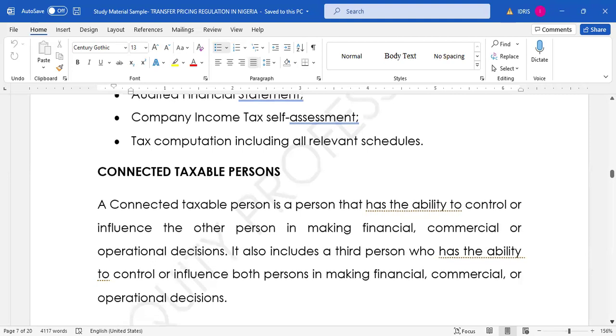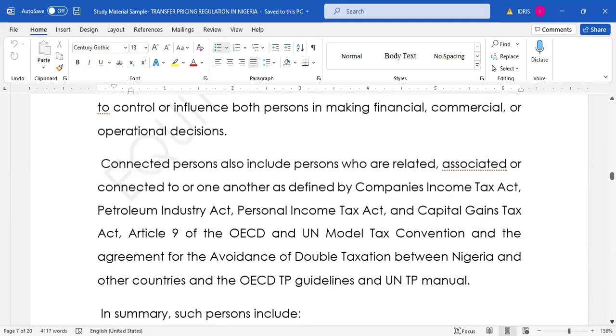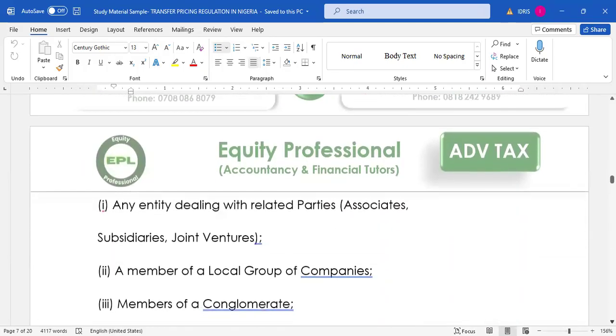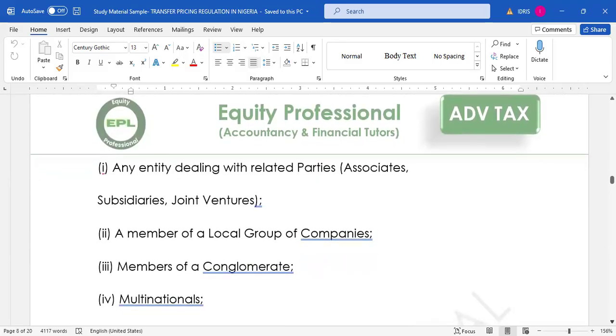Example of connected taxable persons. Let's look at examples. Number one example of a connected taxable person is any entity dealing with related parties. That means a parent company that deals with a subsidiary, that deals with an associate, that deals with a joint venture. A member of a local group of companies is another example.